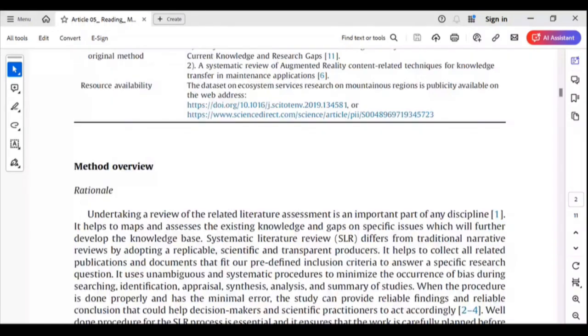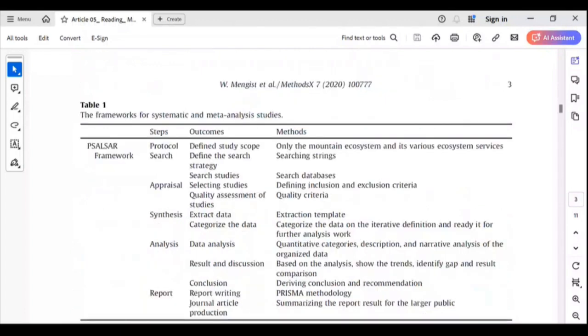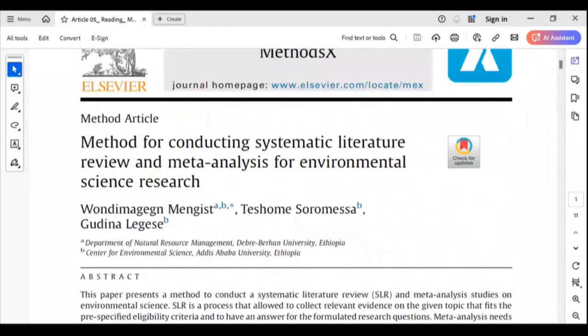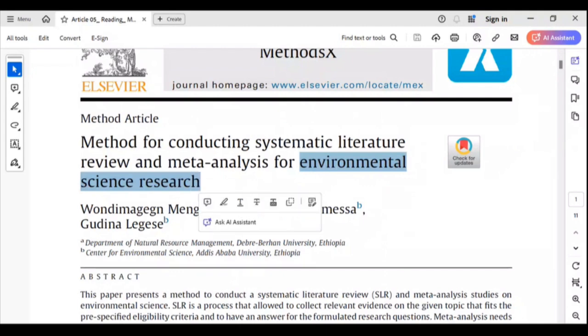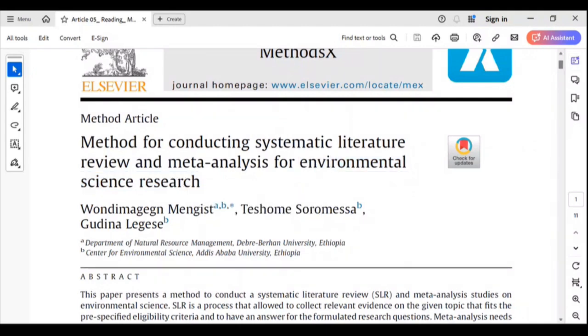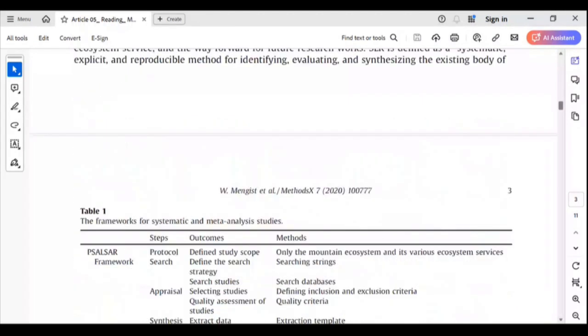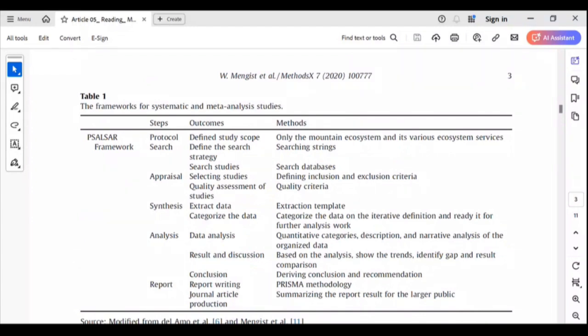You notice that the PRISMA framework protocol. Of course, the topic they want is the method for conducting systematic literature review and methods on environmental science research, right? So the focus topic is environmental science research. Depending on what we want. So you see this one. The protocol defines the scope of the study, only the mountain ecosystem, right? Environmental science can be many, many things.